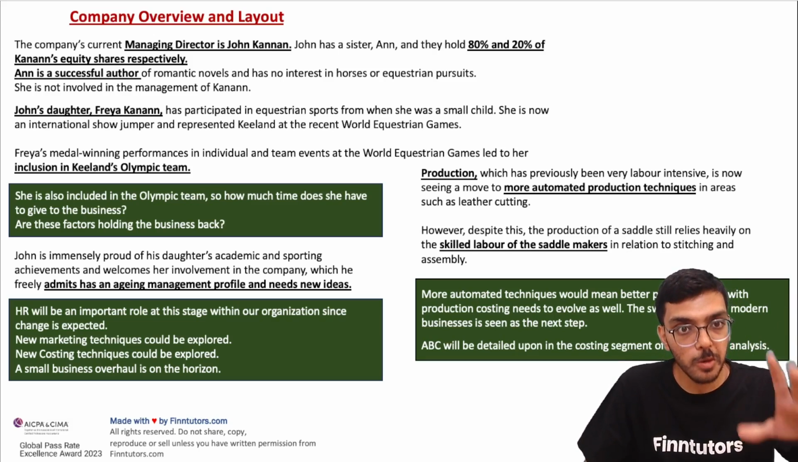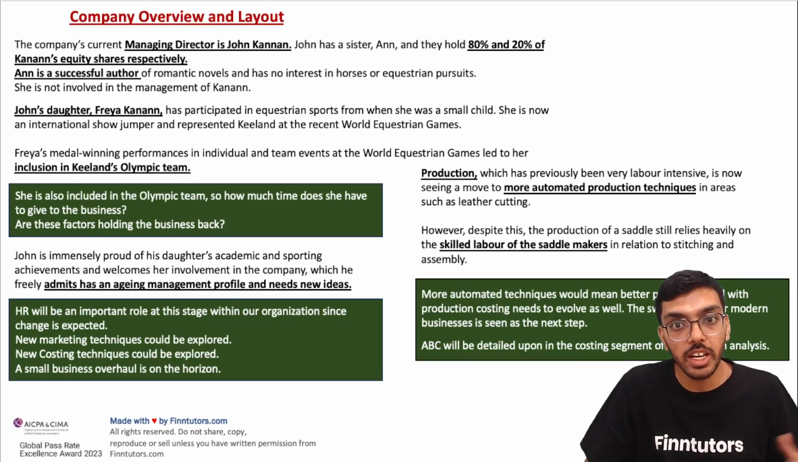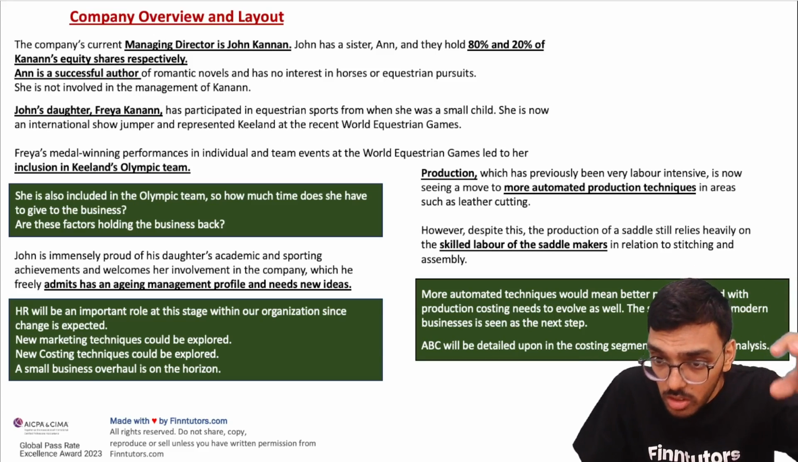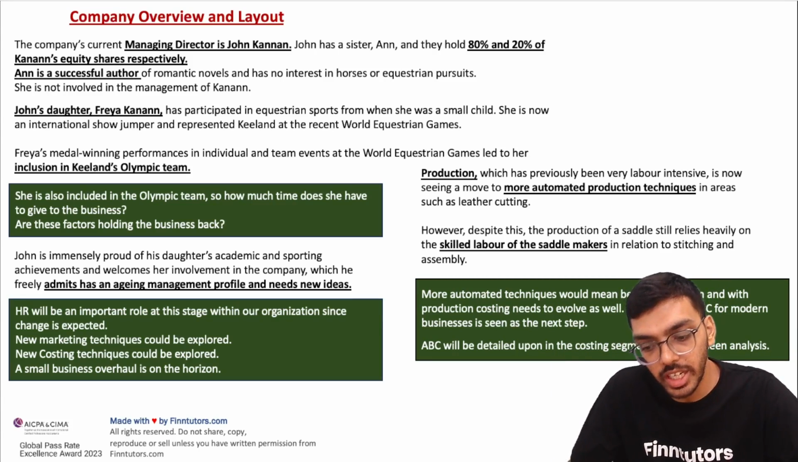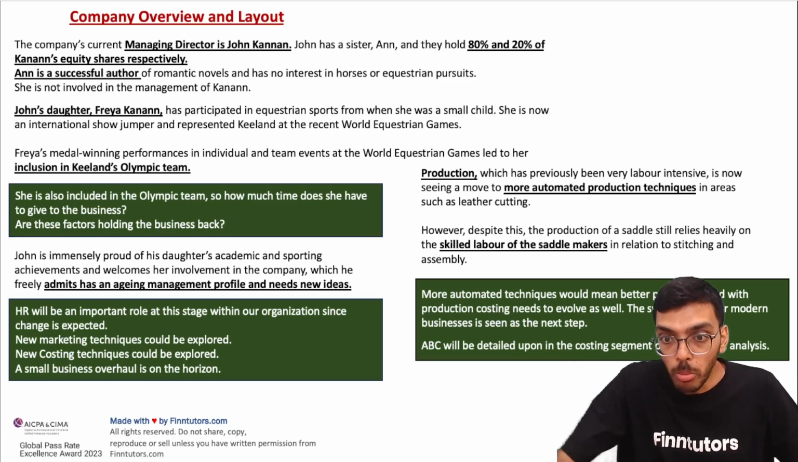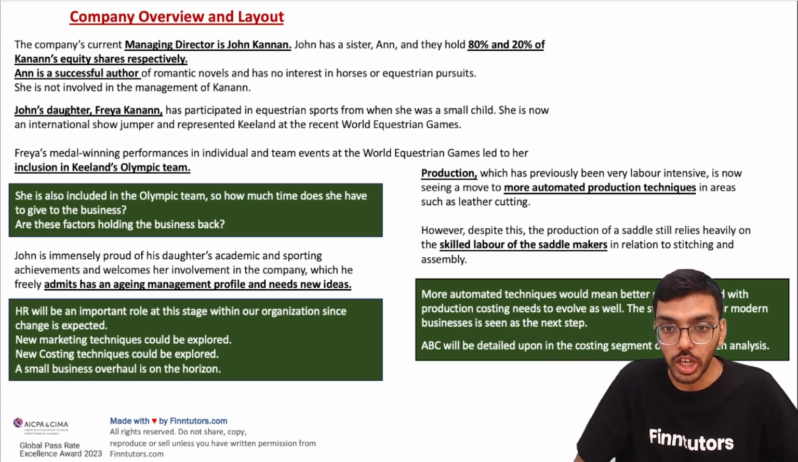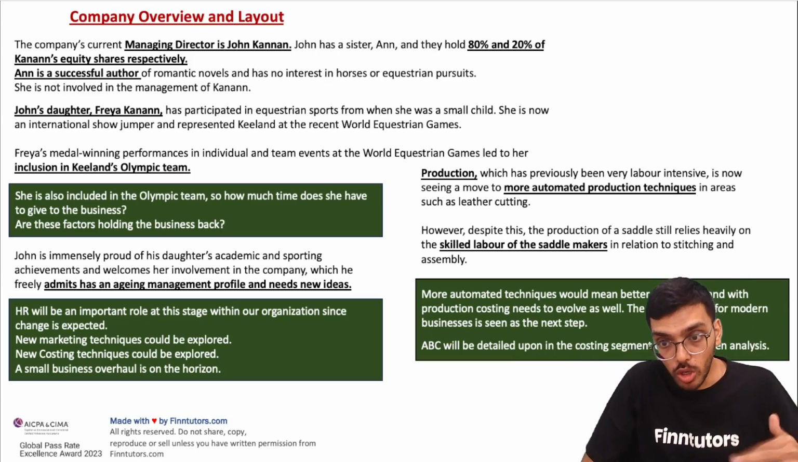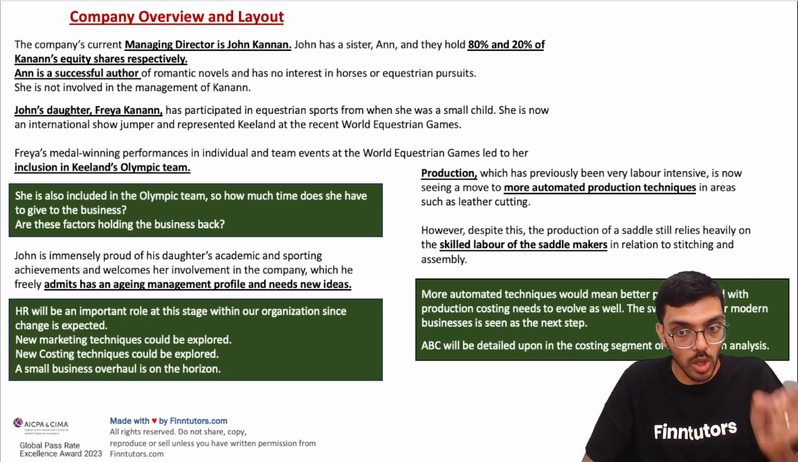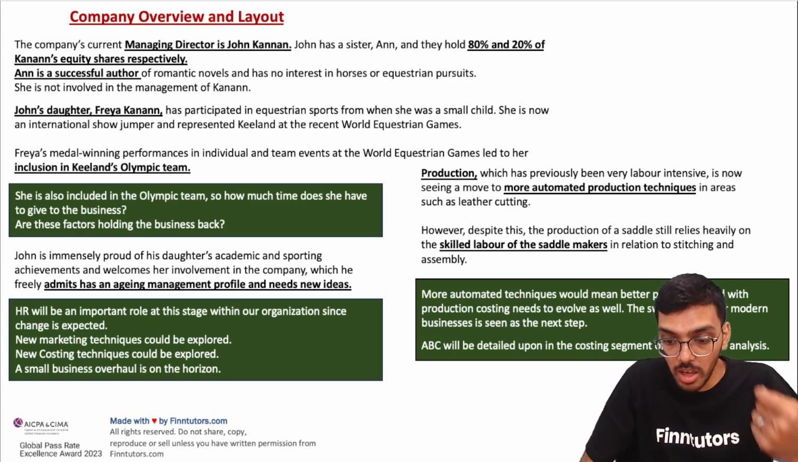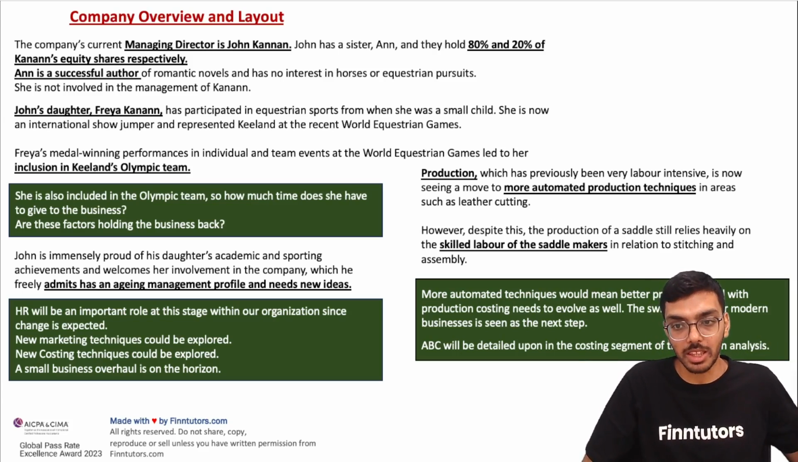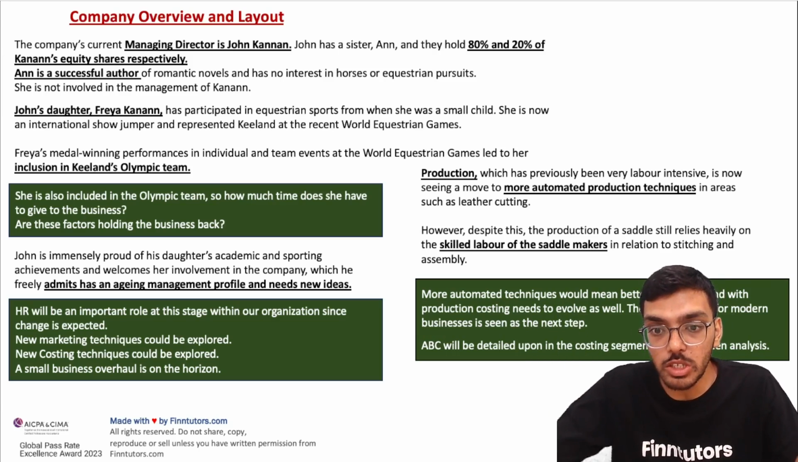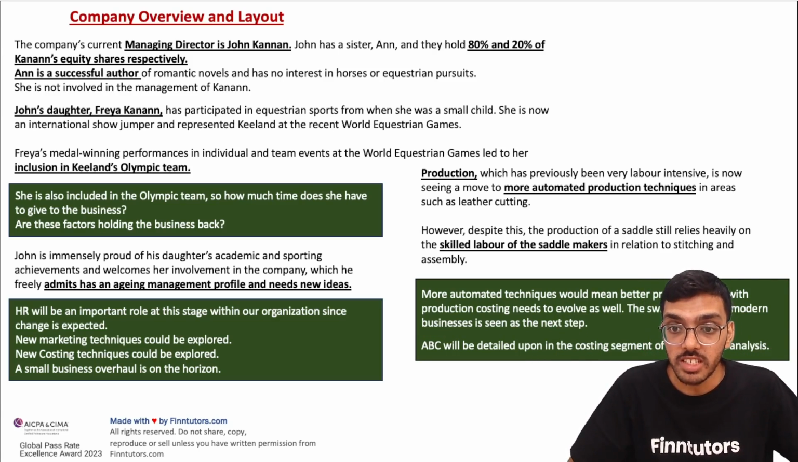So what we are trying to see over here is, while our managing director is committed to, let's say, new business ideas, it can also be very prevalent that the managing director will look at new production techniques, new costing techniques. So more automated techniques would mean better production, and with better production, costing needs to evolve as well, because if you can't cost accurately, you're not going to be able to set a good selling price. So from the traditional costing method, moving to activity based costing for a modern business could be seen as the next step.